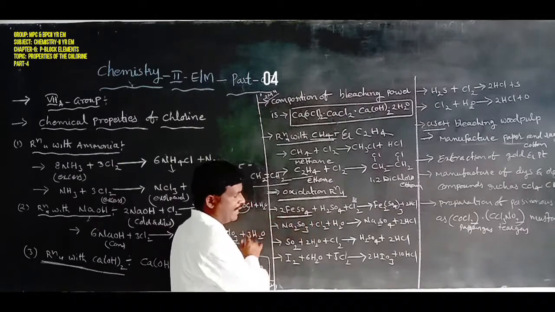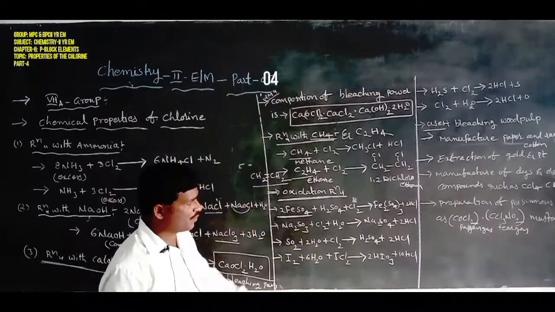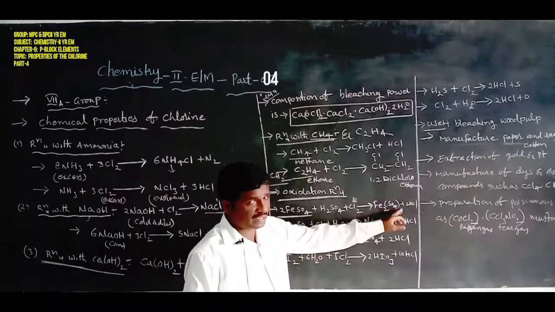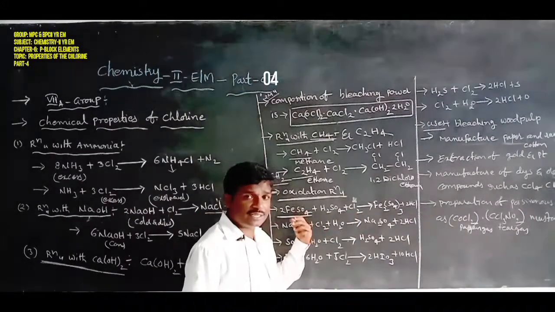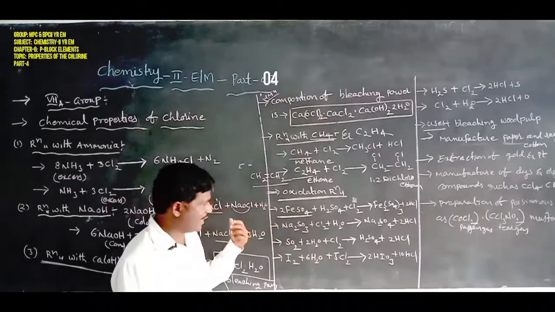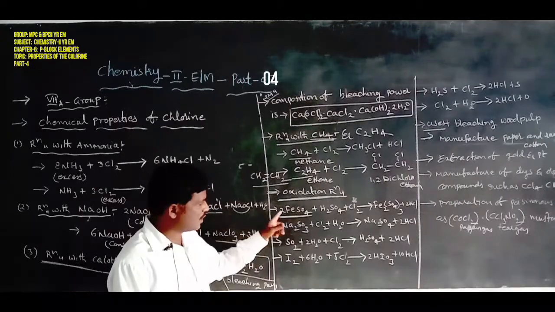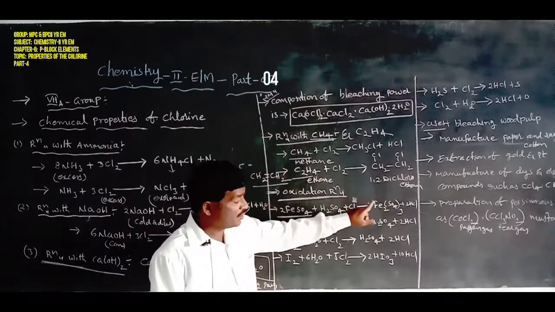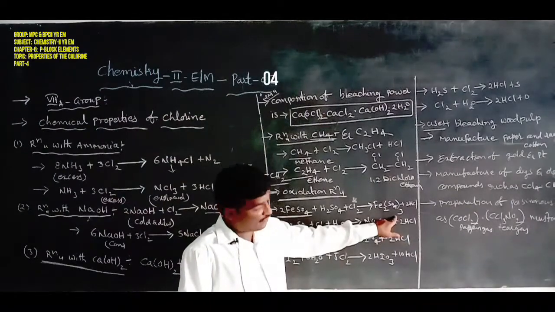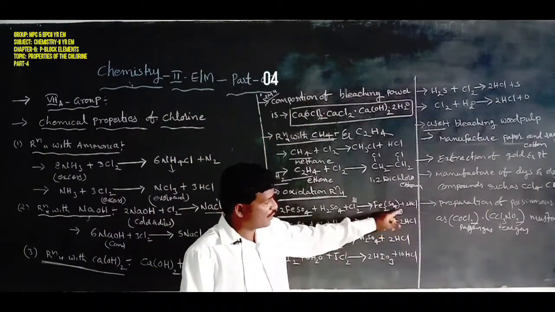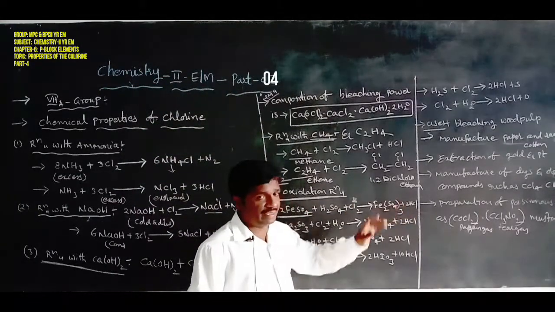Ferrous sulfate, FeSO4, is oxidized with chlorine. The chlorine oxidizes ferrous sulfate to ferric sulfate, Fe2(SO4)3. Here is the ferric sulfate.